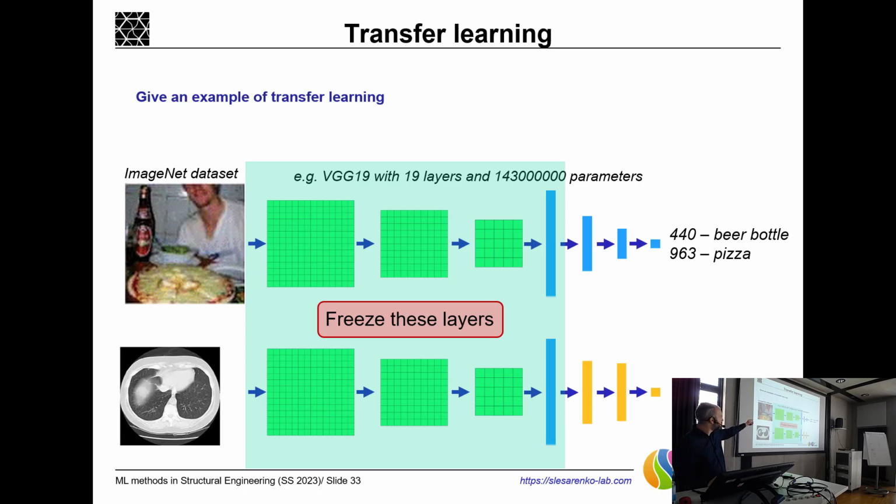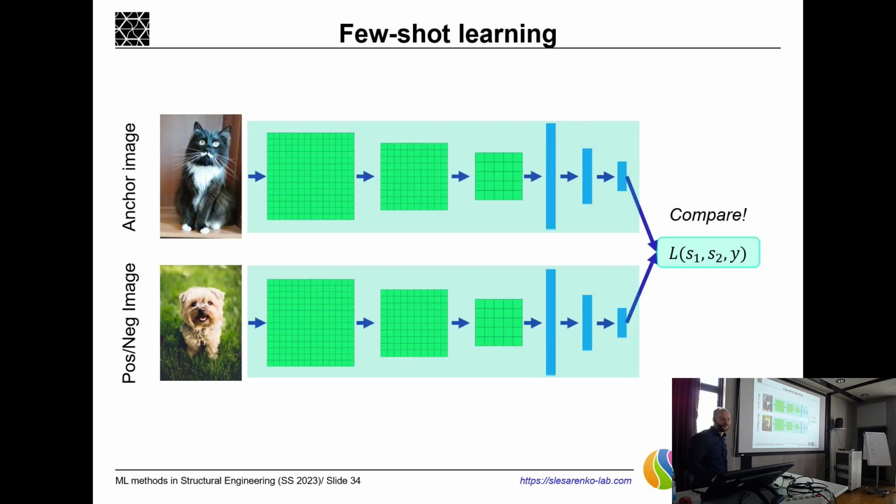You cannot train, I don't know, 41, 43 million parameters all at home.